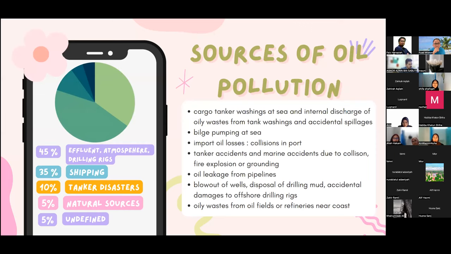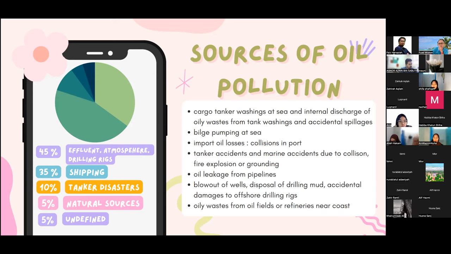So as we can see here, the sources of oil pollution can come 45% from effluent and waste, 35% from shipping, 10% from tanker disasters, 5% from natural sources, and the other 5% from undefined. So these sources of oil pollution can be caused by people making mistakes, being careless, equipment breaking down, natural disasters such as hurricanes and high winds, or deliberate acts by terrorists, acts of war, or illegal dumping.